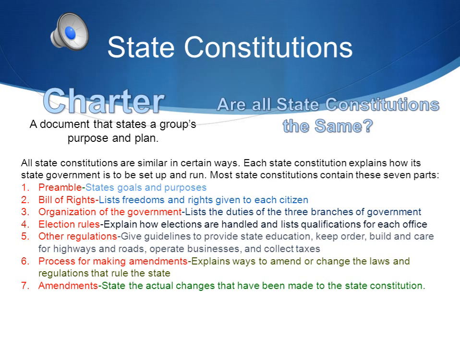and then there's other regulations that are listed, such as how are we going to provide education, how do we keep order, how do we build and care for highways, roads, and operate businesses, and then also how do we build revenue, which is through taxes. Then there's also the process of making amendments. So each state has its own set of amendments. And how are the laws going to be changed and regulated? And then I guess that's all I have to say about that.